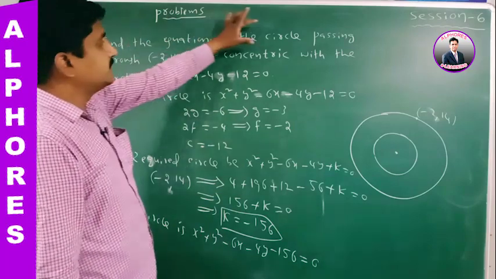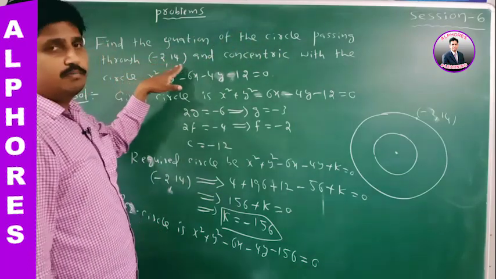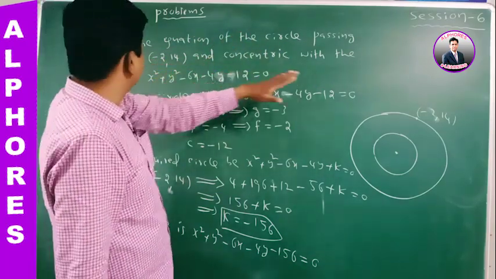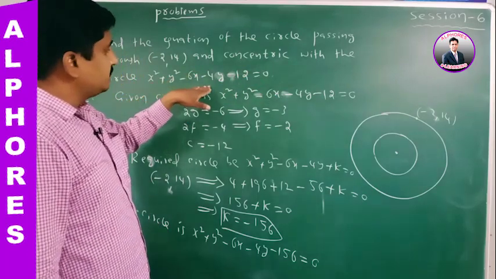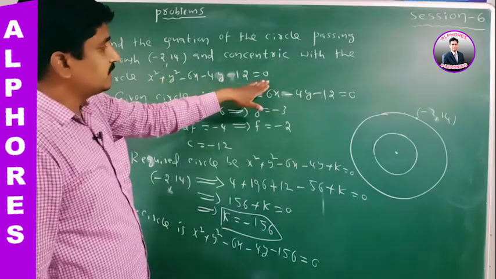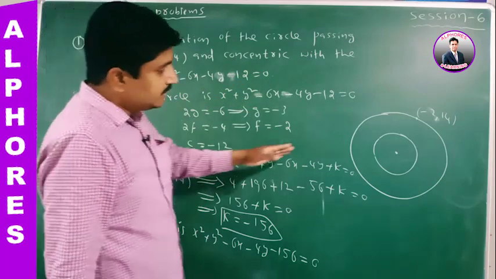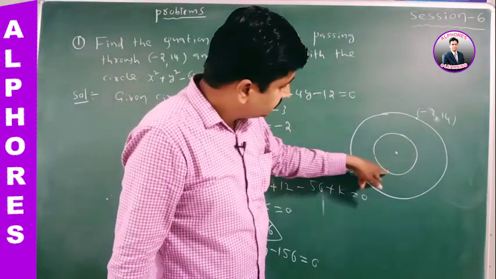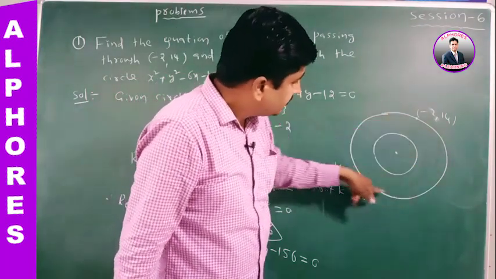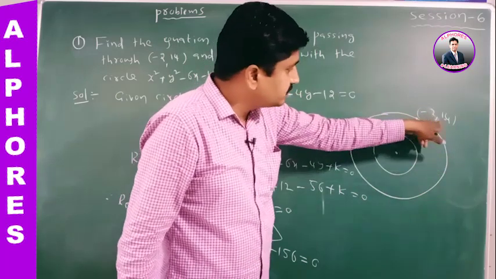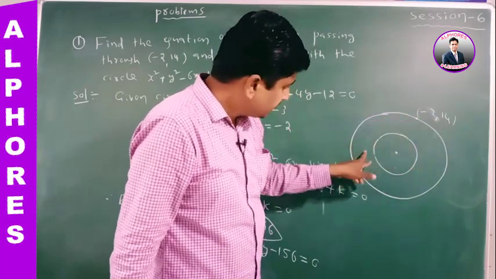Find the equation of the circle passing through the point (-2, 14) and concentric with the circle x square plus y square minus 6x minus 4y minus 12 equal to 0. Here in the diagram, this is the given circle and this is the required circle. The required circle passes through the point (-2, 14). The equation of this circle is given.